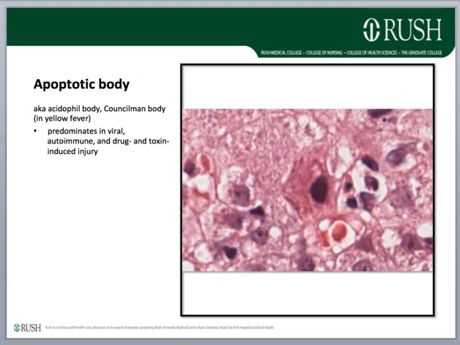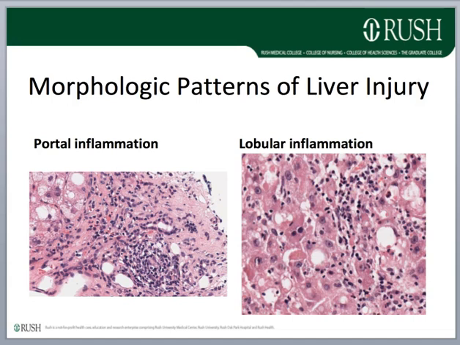So for right now, I'm going to skip over talking about hepatocyte necrosis because that'll be a big portion of the presentation with regard to liver failure. So I'll move on to patterns of inflammation. Now for right now, just be aware that you can have two different localizations of inflammation. One is called portal inflammation, in which the inflammatory infiltrate is centered on the portal triads, or lobular inflammation, which is where the inflammation is in the hepatic lobules.